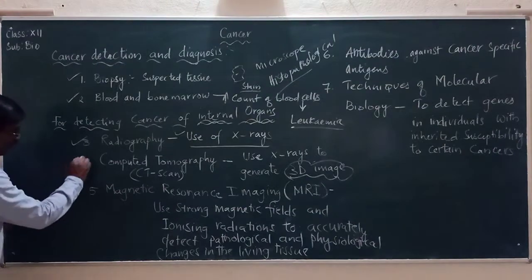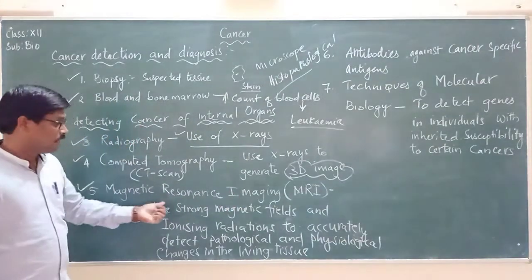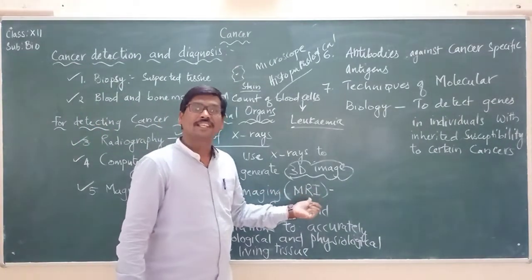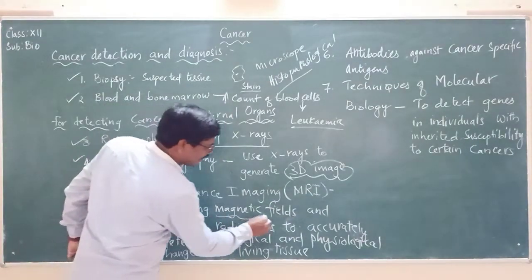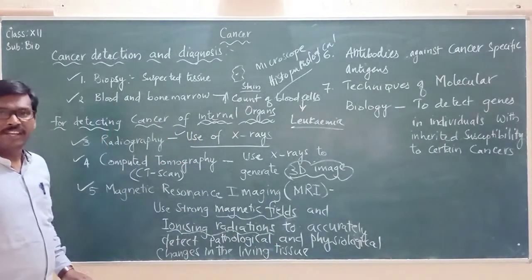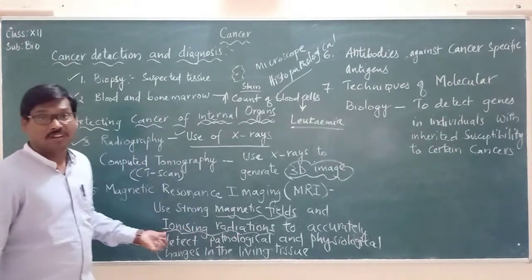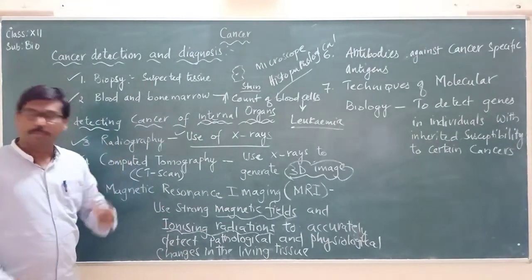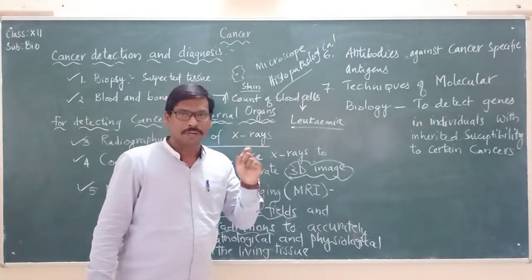And the next one, a very important one, is magnetic resonance imaging, in short MRI. In MRI, they use strong magnetic fields and ionizing radiations. For what purpose? To get accurate information about that particular organ.